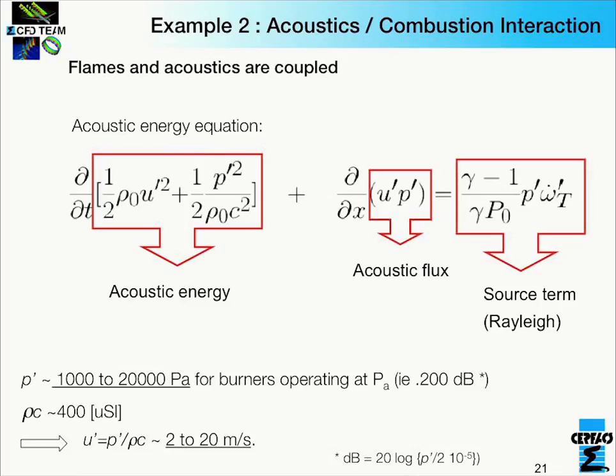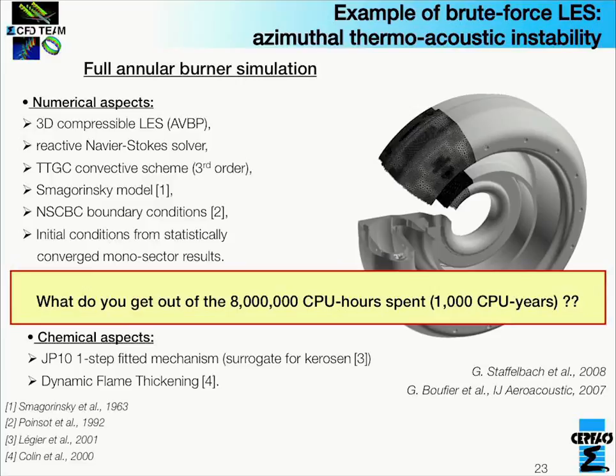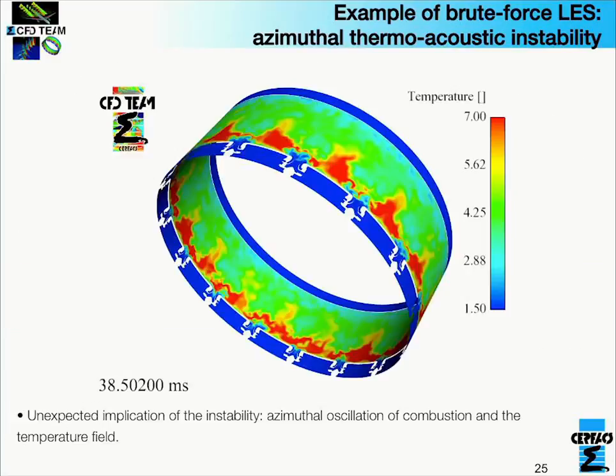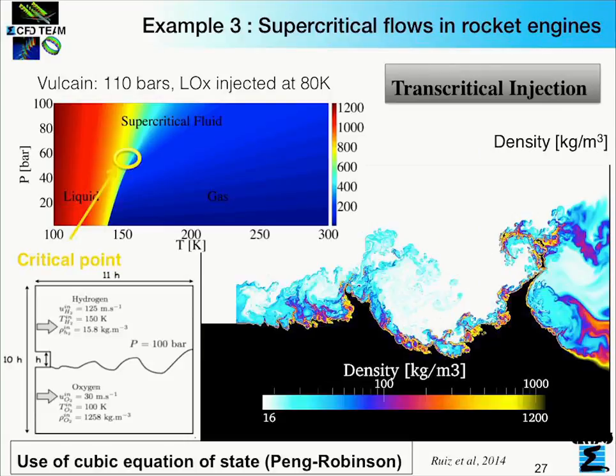Okay, another example. I think I will skip that because I will run out of time. This was just about combustion instabilities, but I will go directly to a third example, which is supercritical flows in rocket engines.